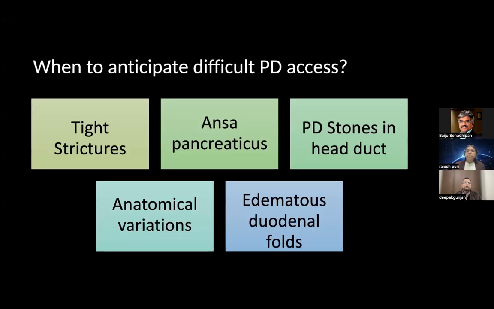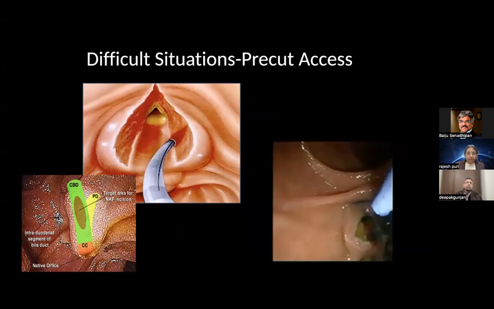When you anticipate a difficult pancreatic access, that is, pre-papillary or head strictures, or if there is an ENSA loop, or a large stone in the pancreatic head, or anatomical variation, or an edematous duodenal fold because of acute pancreatitis, how to tackle it? In difficult situations, I suggest those who are doing the endoscopy, don't do a needle knife for the pancreatic duct cannulation. In very rare circumstances, if you are not able to do it, then you should try. Otherwise, needle knife sphincterotomy is always better for the bile duct cannulation. It is not good for the pancreatic duct.